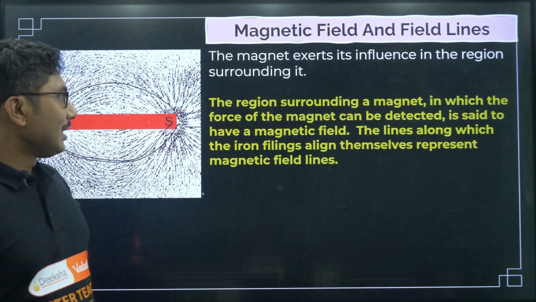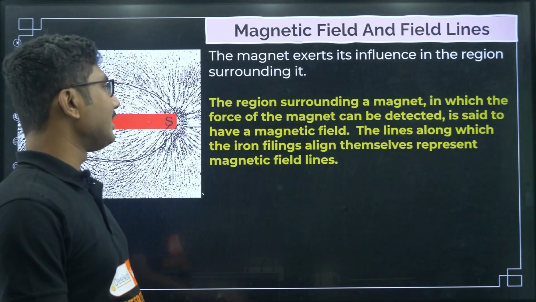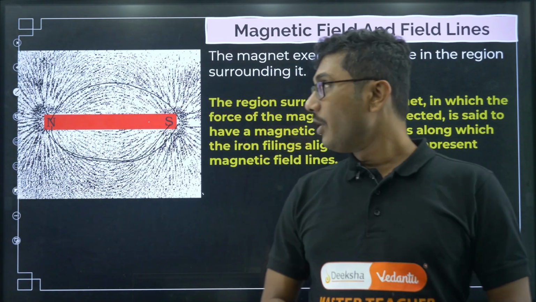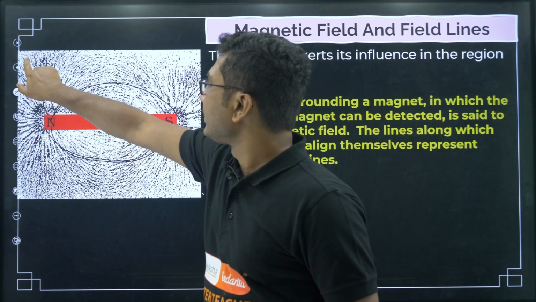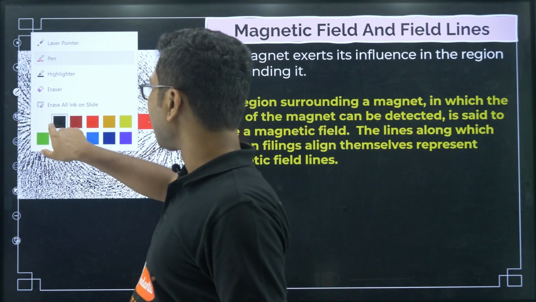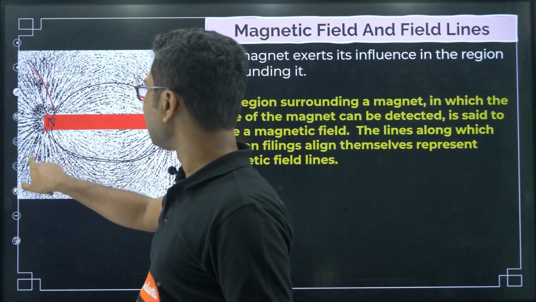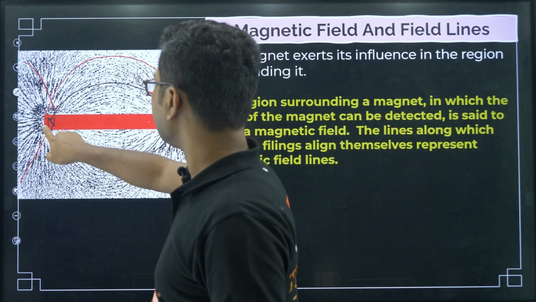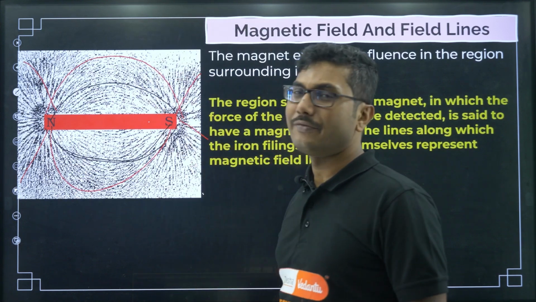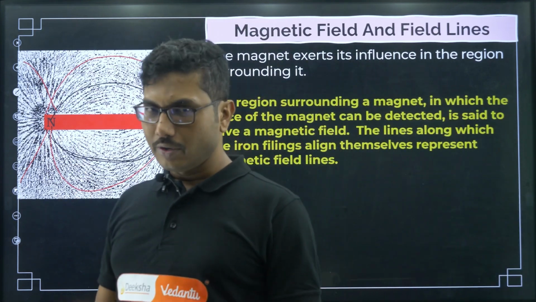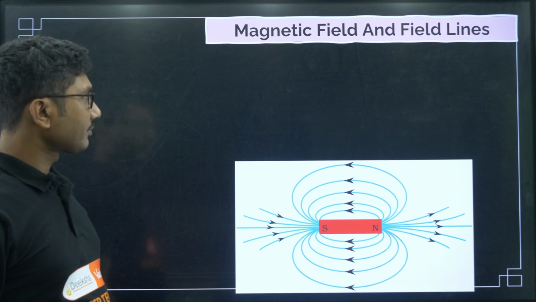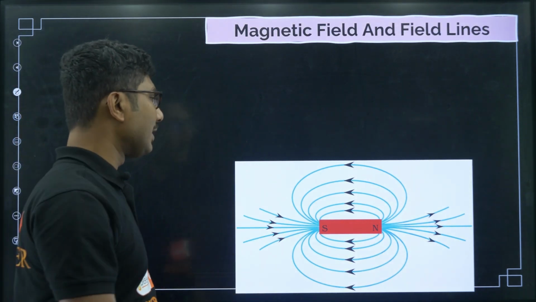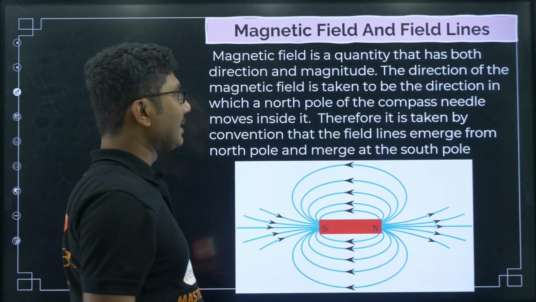The lines along which the iron filings align themselves represent the magnetic field lines. If you join them, some lines are going in this direction, some are going in this direction, but some are coming back like this, right. So, these are the magnetic field lines. This looks beautiful. We will see another picture soon enough. This is the actual picture. If you draw it using a proper instrument, you will get lines like this.